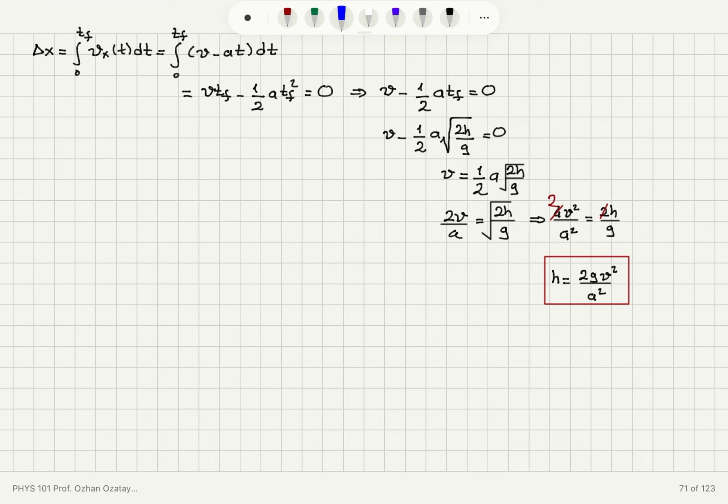This is a good exercise when you have spare time, extra time in an exam, for example. You can check the dimensions of your answer and see if the physical dimensions make sense. So let's check the dimensions as an extra exercise here. The dimension of h obviously is length because it's a distance.